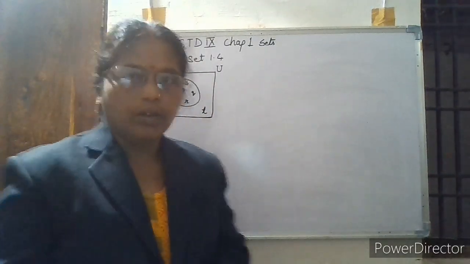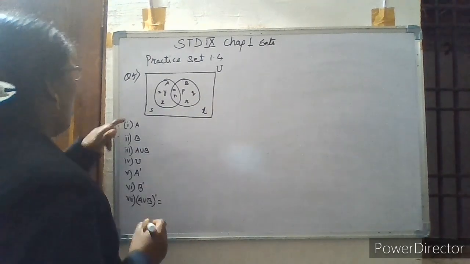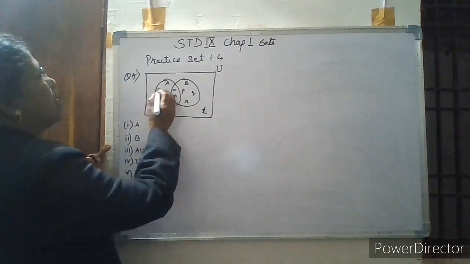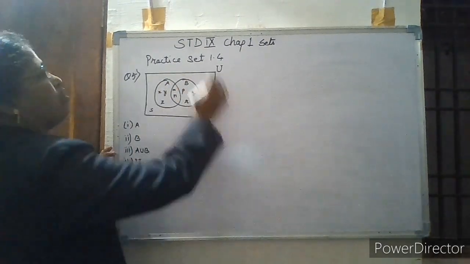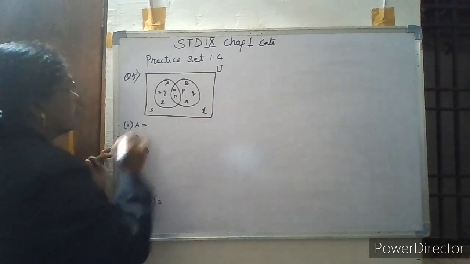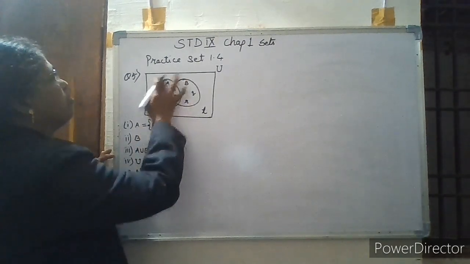Now let us solve question number 5 given in the figure this way. You have to write the sets here. Now this is set A. You can see set A, set B given. Then this is the universal set, the Venn diagram given here. So the first question: set A is equal to the elements in this first circle.